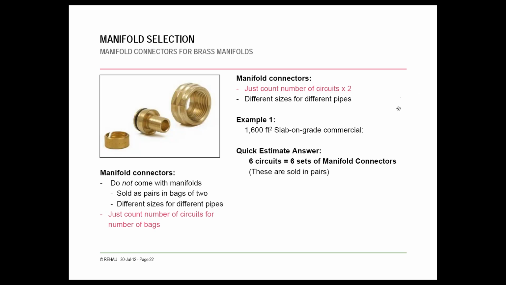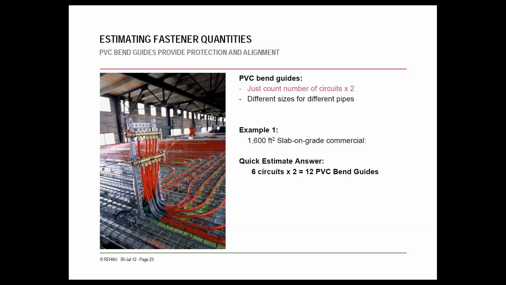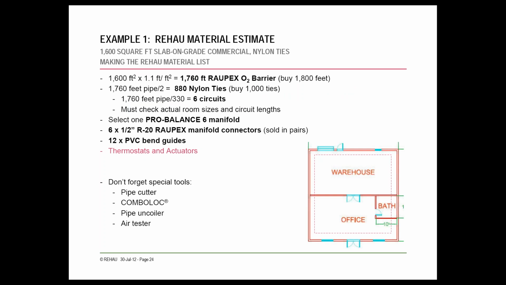All right, and then manifold connectors will be based on your pipe size and a function of the manifold that you're using. Again, this is sold by the same manufacturer as your manifold to make a quick connection. If you're using a copper manifold that you built yourself, you would just need to get a PEX to copper adapter. Also, don't forget the PVC bend guides that we used at the bottom there. We've touched on those a couple times. You're going to need one per supply and return, or two per circuit.